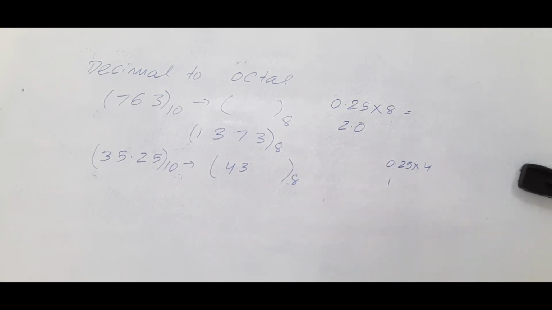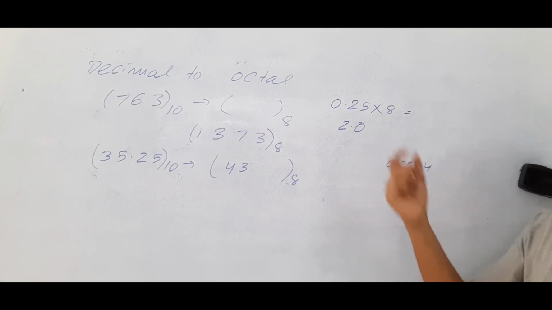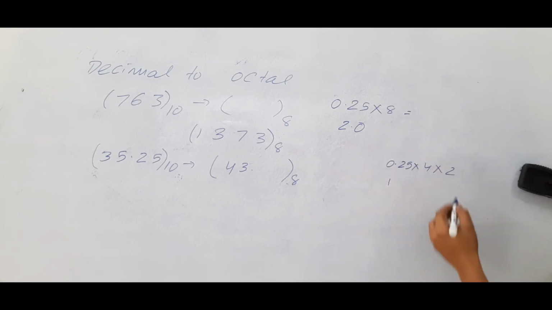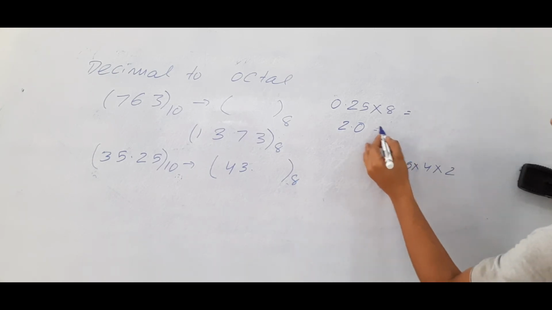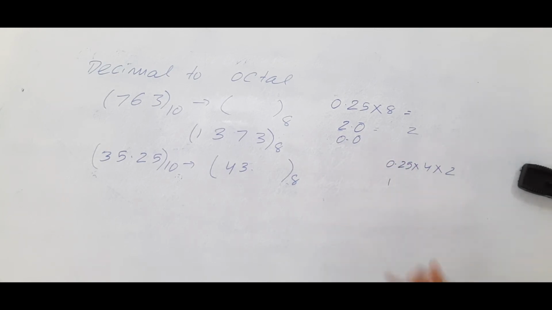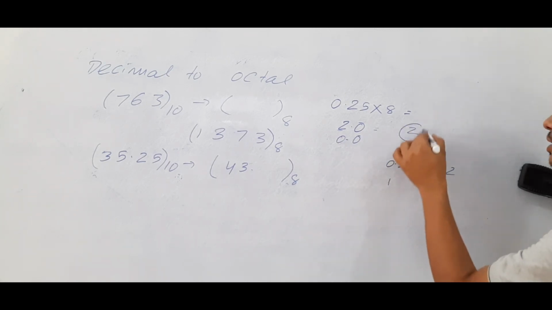Are you able to understand? 0.5 into 4 is 1, so 1 into 2, you will get 2. So I have divided like this, meaning 8 I have made as 4 into 2. 0.25 into 4 is 1, 1 into 2 is 2. You got it. So keep this number here. You will get 0.0. So again if you multiply you will get 0. So this is the number, you got it.